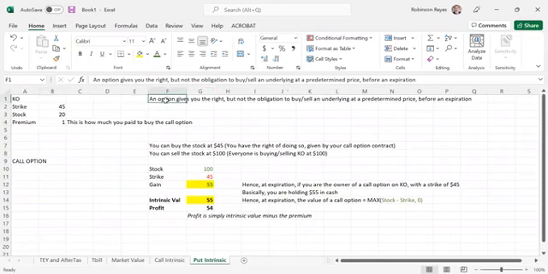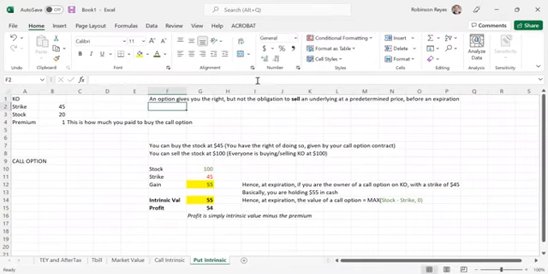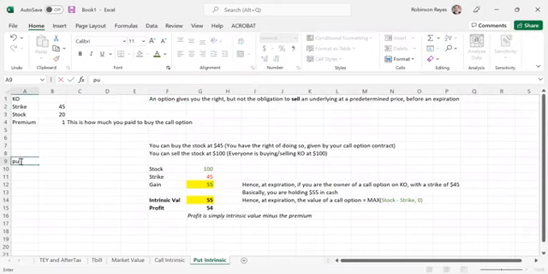And this definition can be used for either a call or a put. If you have a put, you have the right of selling an underlying asset at a predetermined price before an expiration. So that is a put option. I'm going to eliminate buy, and now let's focus on a put option.